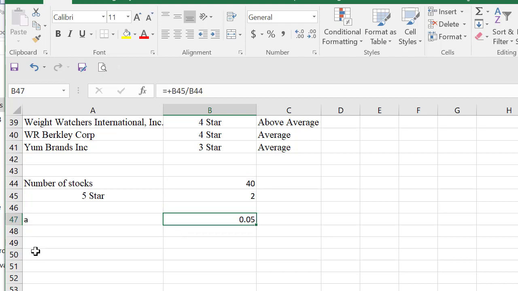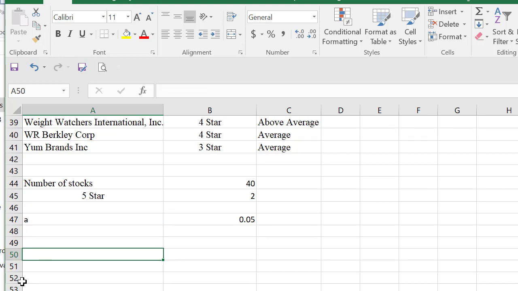So part B, and you could label that a little clearer, you could actually say the proportion for high star ratings is 5%. So B is develop a point estimate for the proportion of Morningstar stocks that are rated above average with respect to the business risk.